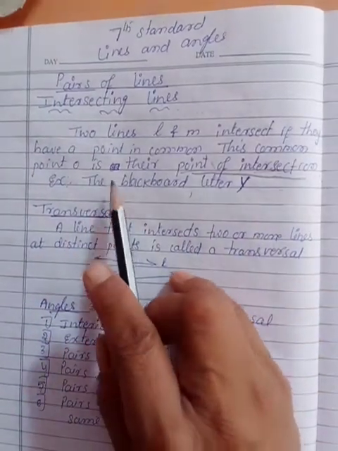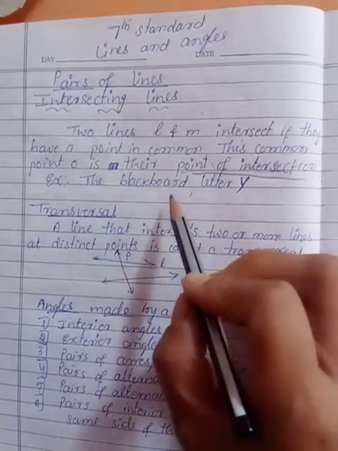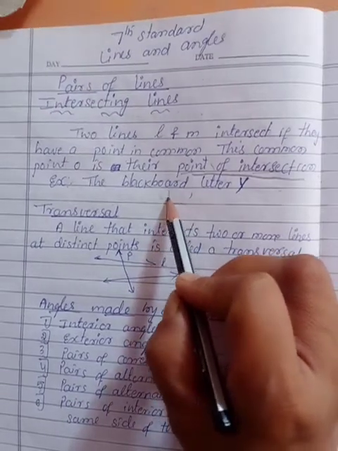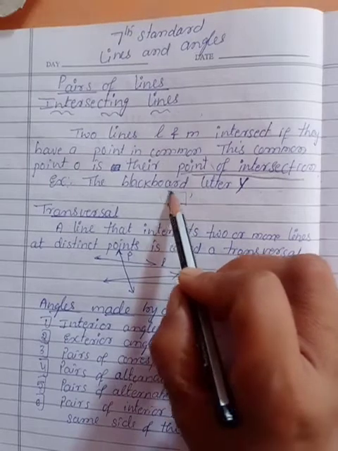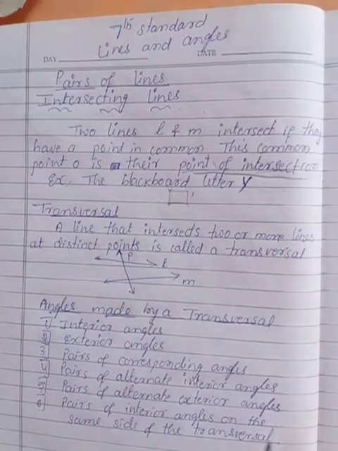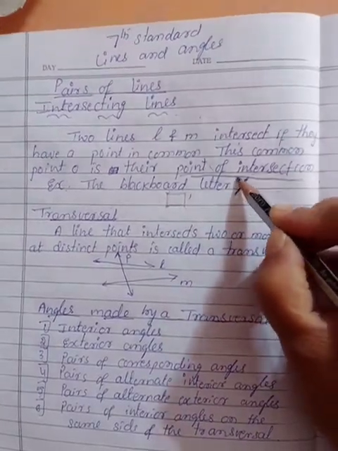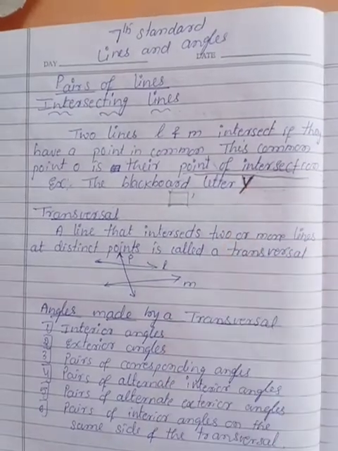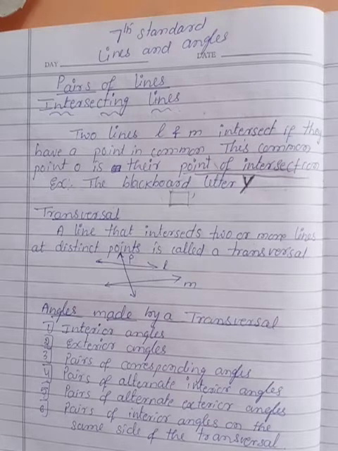For example, the edges of a blackboard. See here, this is one edge, this is another edge. They are intersecting at this point. The four vertices are also intersection points. Take the letter Y: this is a line, and on this line another is standing, so this line is intersecting that line. This is the meaning of intersecting lines.